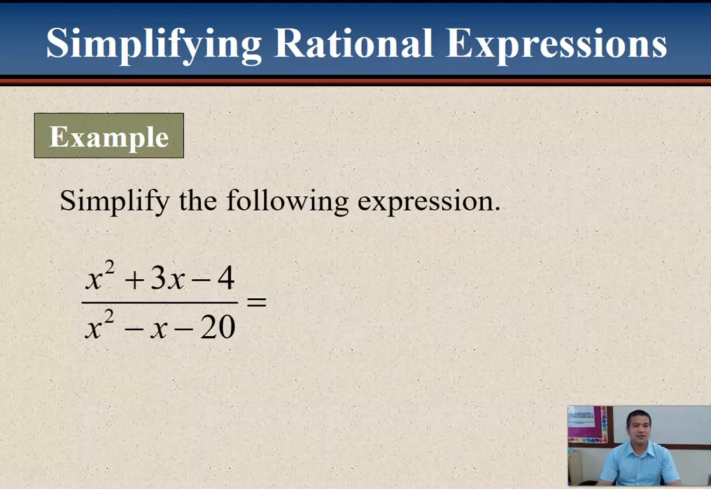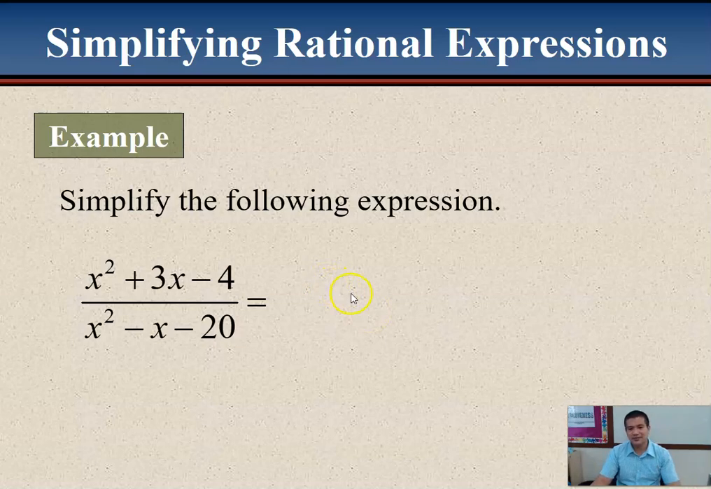Another example. x squared plus 3x minus 4 over x squared minus x minus 20. What are the factors of the two expressions? Back to algebraic expressions. We already learned how to factor trinomial expressions or polynomials.